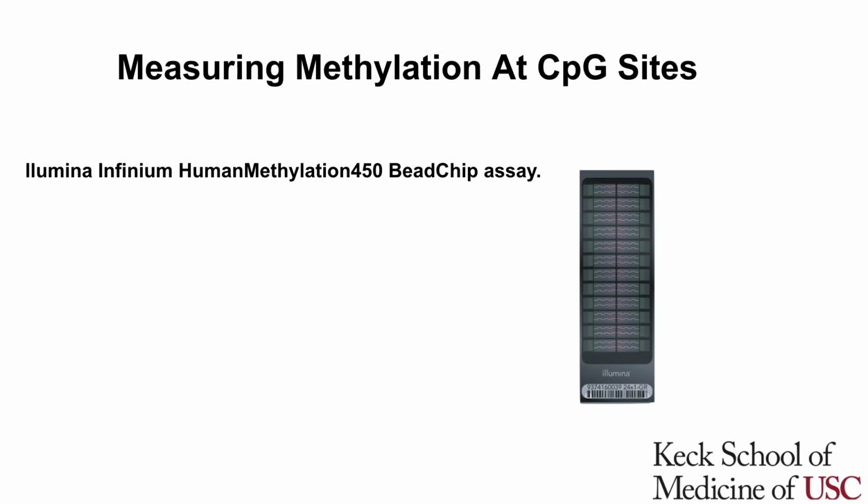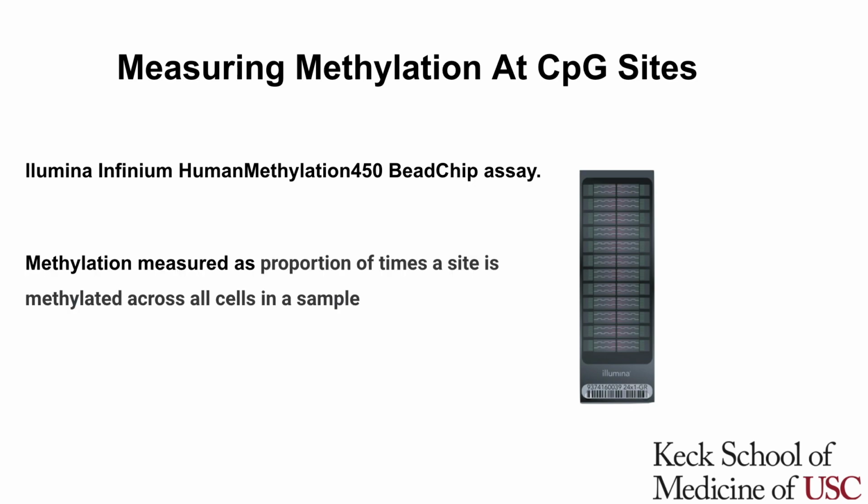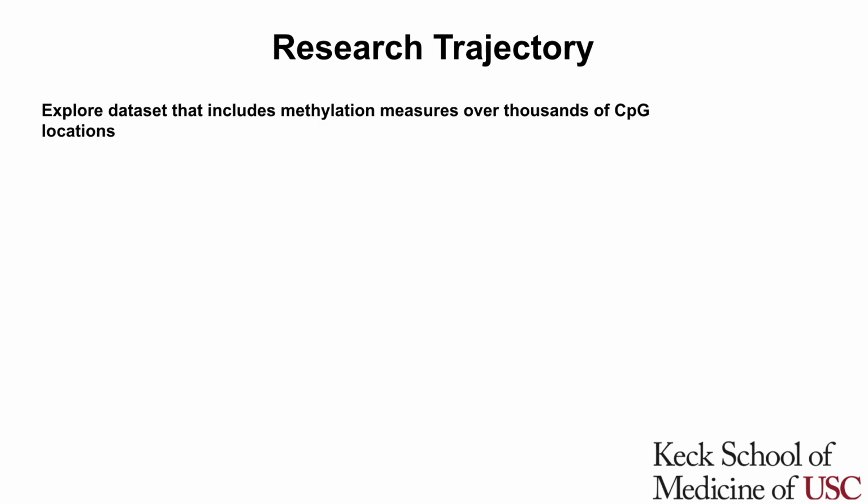Because a single sample of blood or tissue contains many cells, we can measure methylation by looking at the proportion of times a site is methylated across all cells in the sample. More specifically, CpG locations across blood cells in a single sample are used to generate our methylation proportion data per individual. To build a predictive model of age, we will first explore a dataset which contains thousands of CpG methylation proportions across about 650 individuals.